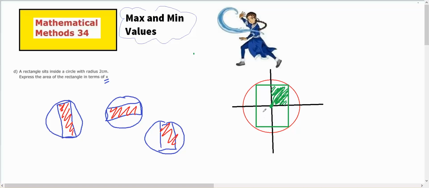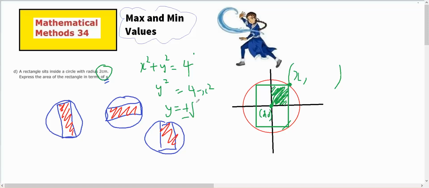And I know that this point here is (0, 0), and that point there will be on the circle. So if I call that x, well, I know my circle has a radius of 2, and I've placed the center of my circle at (0, 0), so x squared plus y squared equals 2 squared, or 4, which means that y squared equals 4 minus x squared. y will equal plus or minus the square root of 4 minus x squared. Since I'm in the first quadrant, I'm going to use y equals the positive square root of 4 minus x squared.